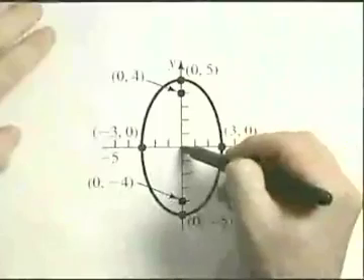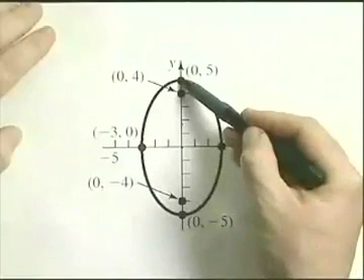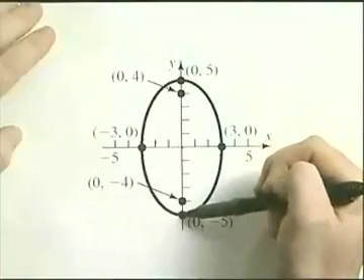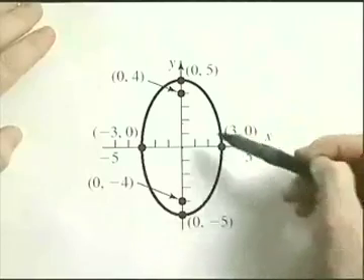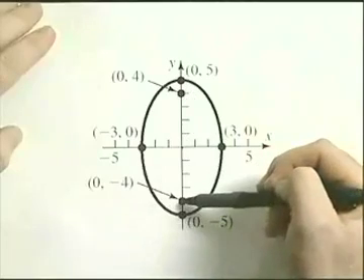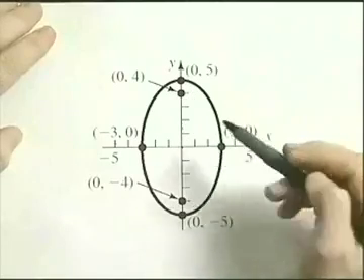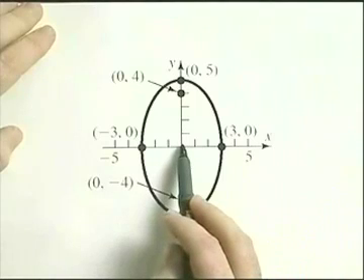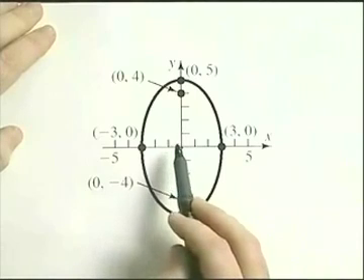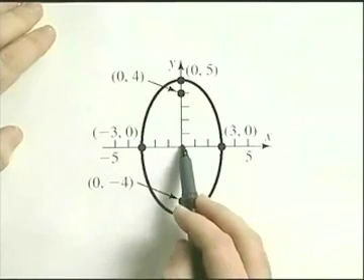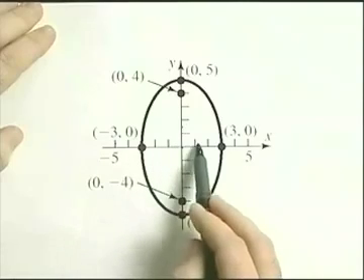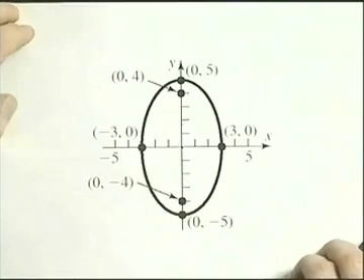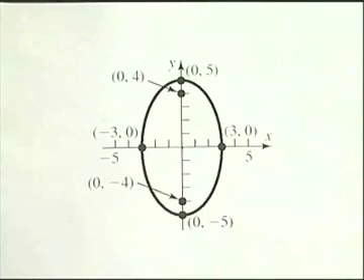What I have is my center at the origin. I have a vertex at 0, 5, and therefore I have another vertex at 0, negative 5. I have my foci at 0, 4, and 0, negative 4, and then recall that b squared is equal to 9, so b is equal to 3, so I plot a point 3 units left and right of the center as well, and then trace in the graph of the ellipse.